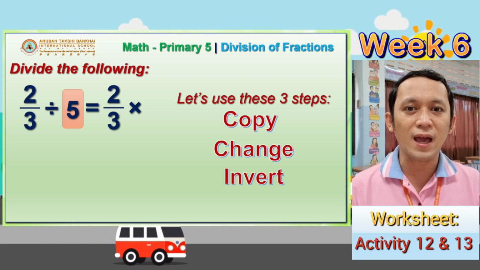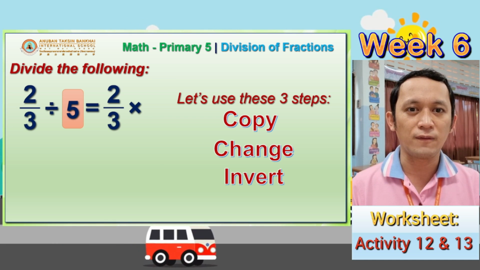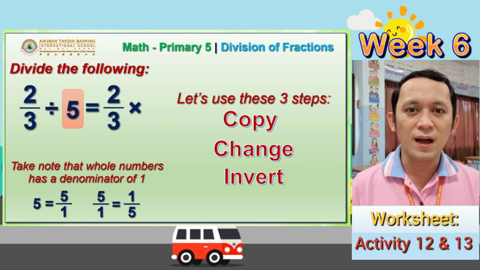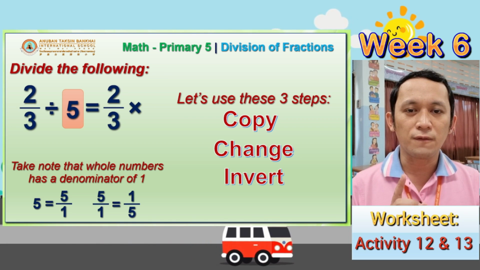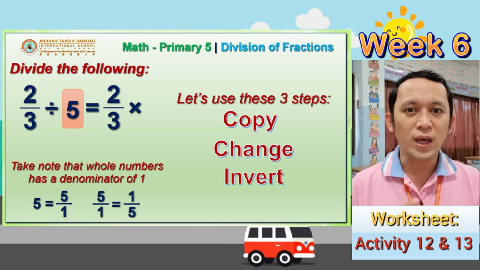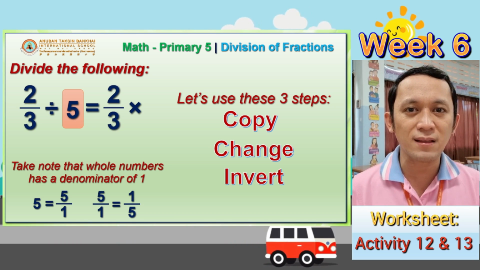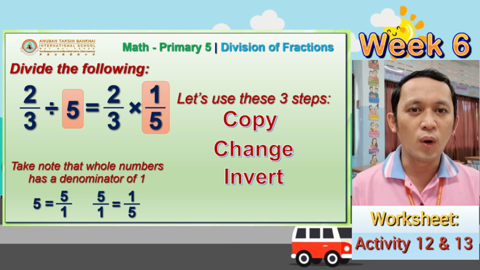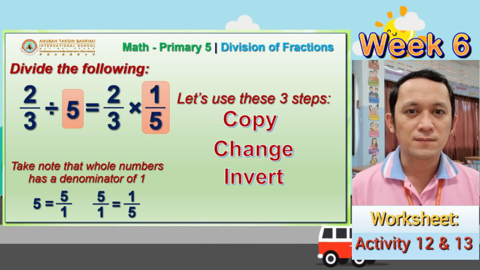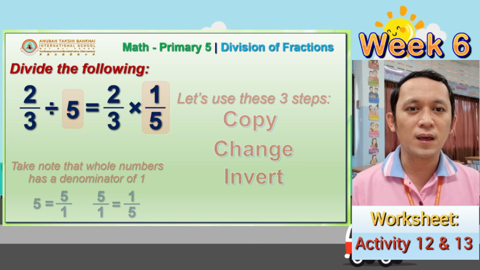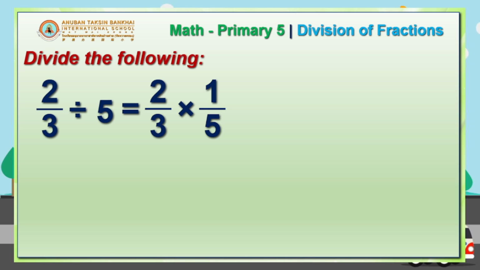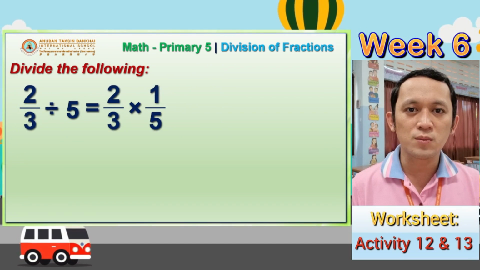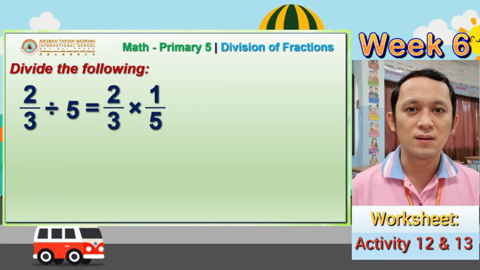In this example, we have a whole number. We have 5. Again, take note that 5 is just the same as 5 over 1. So if we invert 5 over 1, therefore we get 1 over 5. Okay, so now we have here a new number sentence. We have 2 over 3 times 1 over 5. Take note, if we use multiplication, we can cancel numbers.